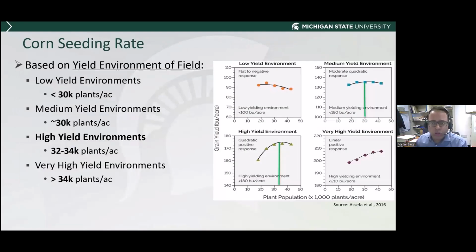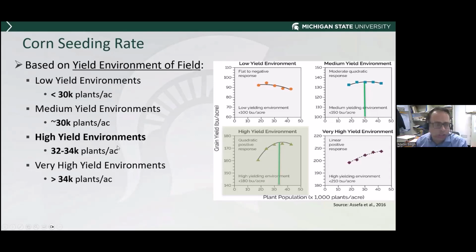If we look on the corn side of things, the story is a little different. It is again determined by the yield environment of the field. And I have these 4 curves here, right? Anything below 100 bushels, 100 to 150. I believe for most of us in central southern Michigan, we are in this 150 to about 200 bushel range, right? And then very high yield environment.